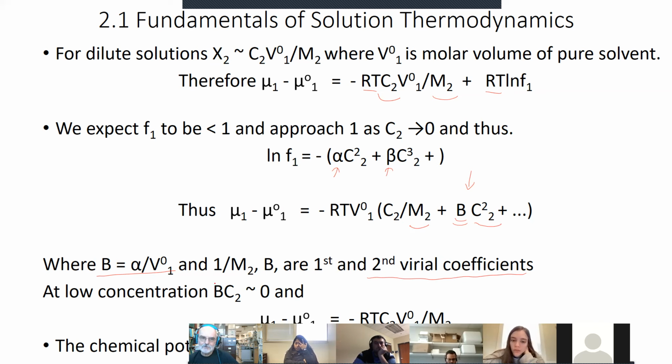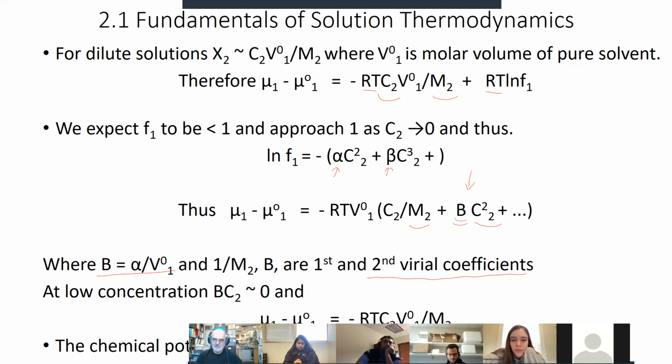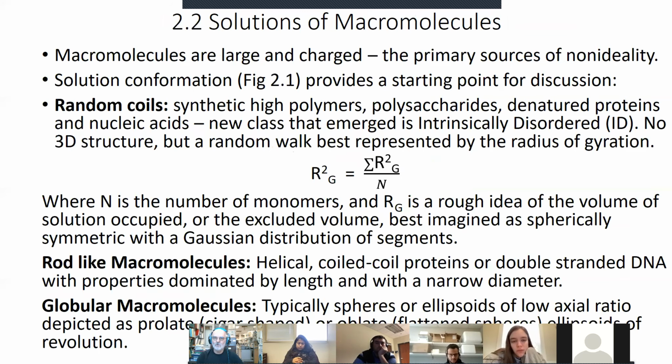At low concentrations, the product BC2 is approximately equal to 0. And so this term will reduce to mu1 minus standard state chemical potential is equal to minus RTC2, and then it's divided by this M2. The chemical potential of the solvent is reduced by the addition of solutes. That whole derivation is to allow us to plot this. And that is shown in an equation down below.